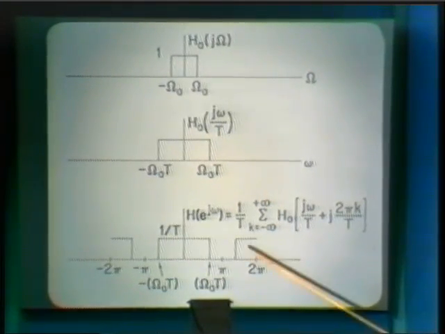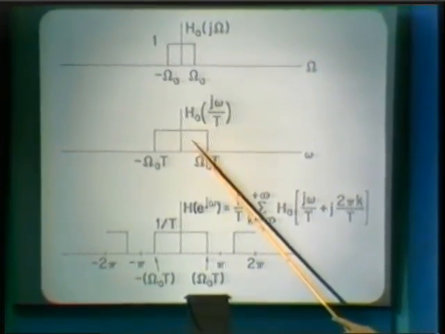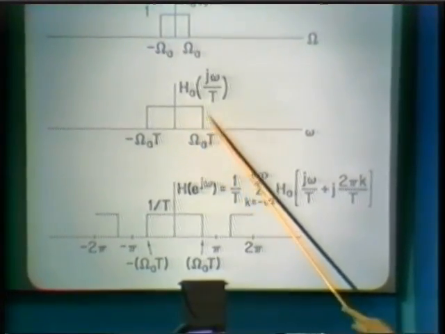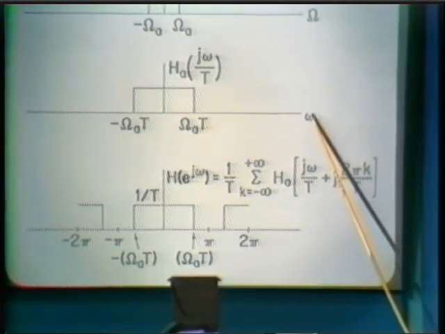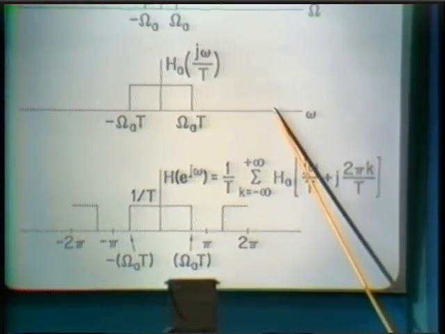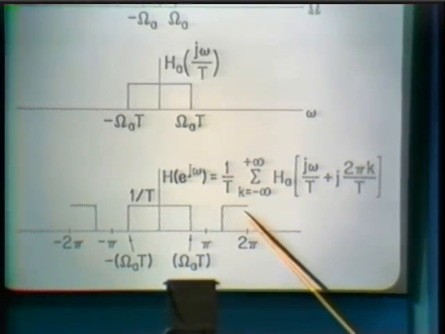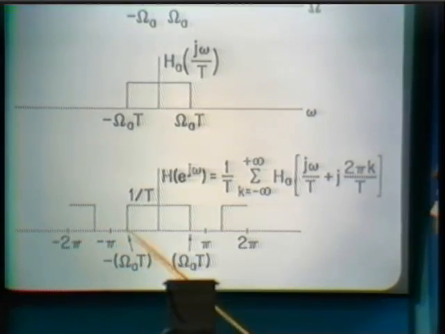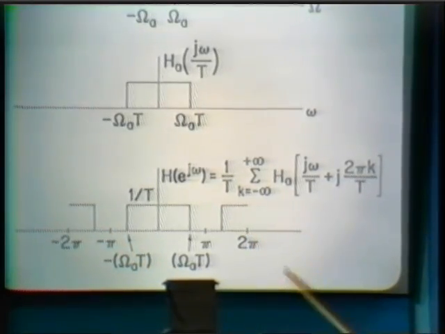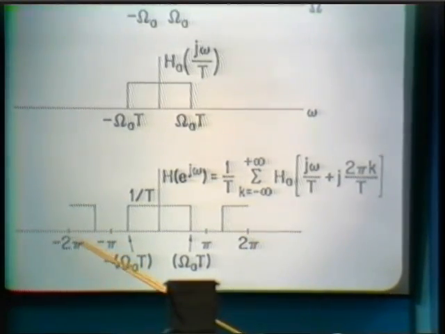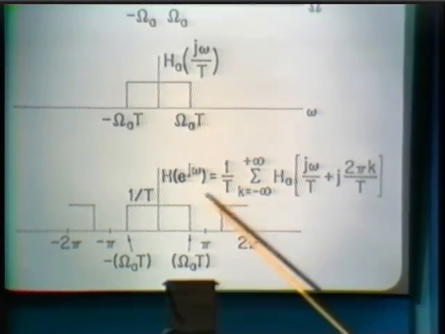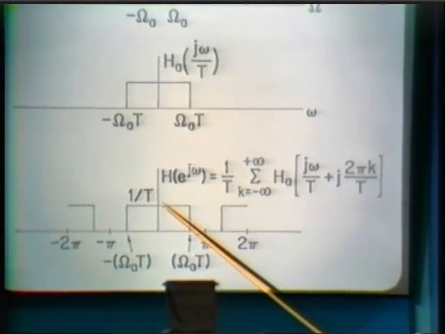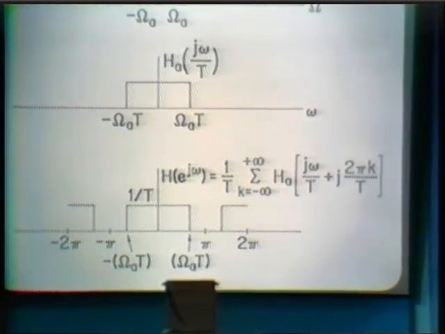The second step then is to add together replicas of this analog frequency response separated in little omega by integer multiples of 2 pi, and that's what I've indicated here. Of course, this periodically repeats over and over again, but I've sketched it just from minus 2 pi to plus 2 pi. We have the factor of 1 over capital T out in front for the amplitude.